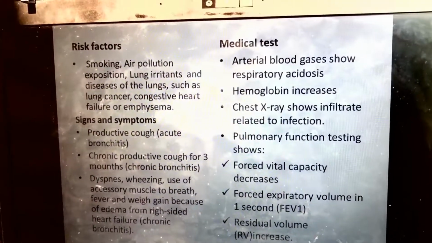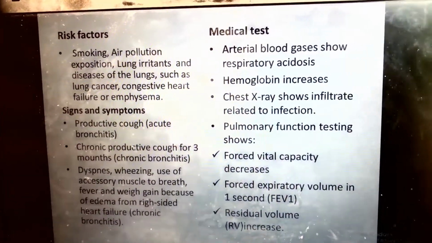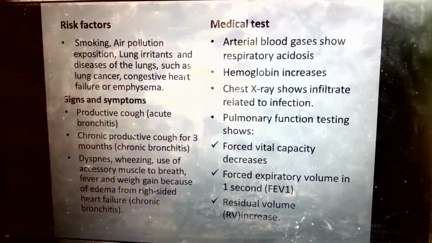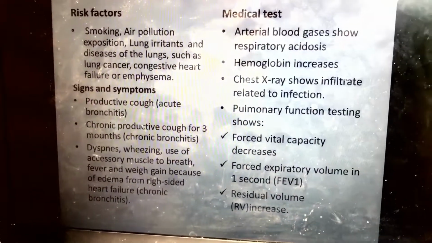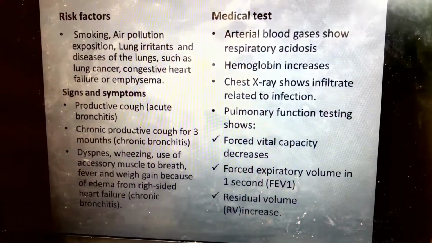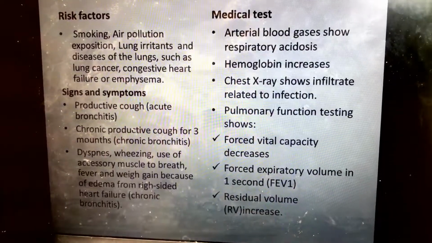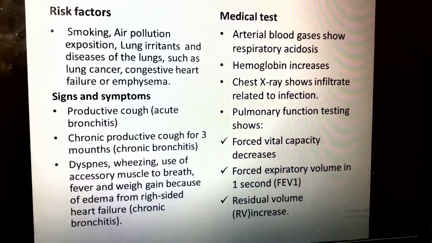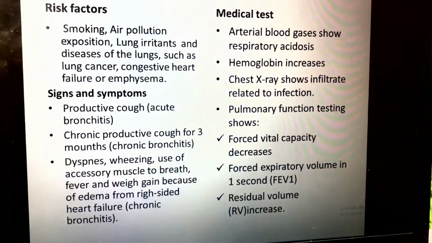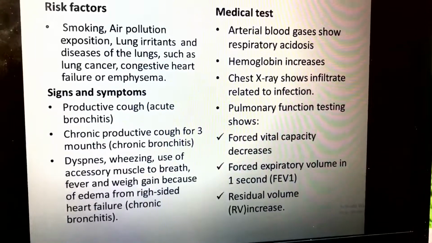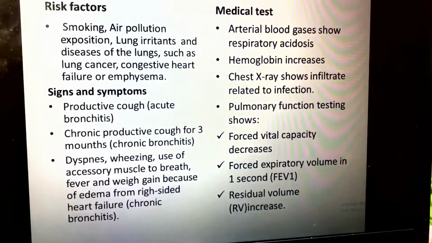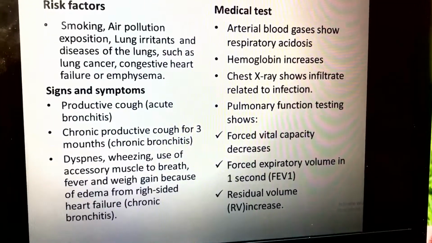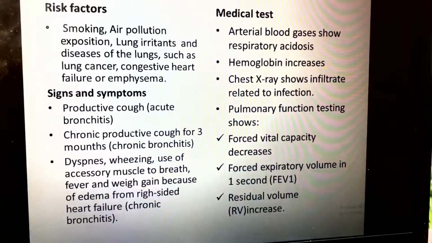We need to differentiate the acute bronchitis and the chronic bronchitis. And we have dyspnea, wheezing, use of accessory muscles to breathe. We can have a fever and weight gain, caused by edema. Okay, the risk factors for bronchitis. Smoking is the first, but also air pollution exposure, lung irritants, and diseases of the lungs, such as lung cancer, congestive heart failure, or emphysema.